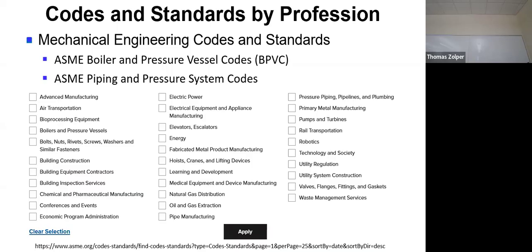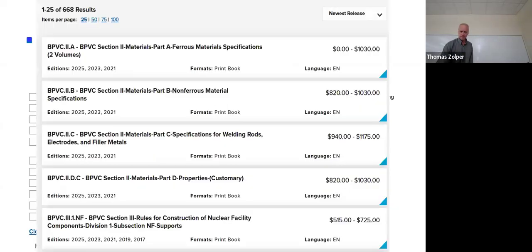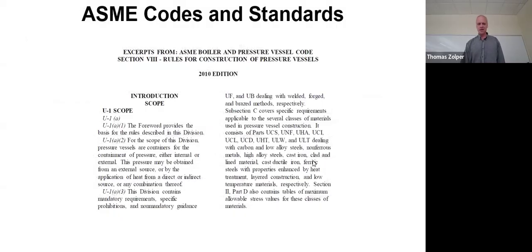You can click on this. I think I went to pressure piping, pipelines, and plumbing, and it brought up a whole bunch of codes. So this is boiler pressure vessel, BPVC, right here. All sorts of ferrous versus non-ferrous materials used in pressurized devices, welding rods, material properties, construction of nuclear facilities, and all of that. All around $1,000. And a really thick book, most of which are print rather than PDF, because they don't really want those to proliferate too readily out in the public domain.